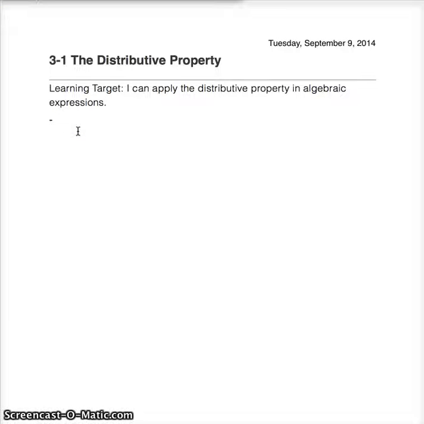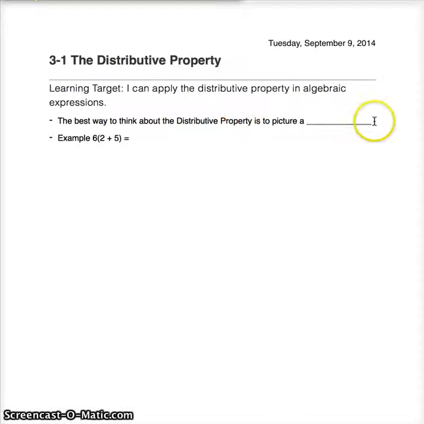Okay, so to begin, I want to show you the best way to picture distributive property, the best way to think about it anytime that you see it in math. The best way to think about distributive property is to actually picture a rainbow. Go ahead and write the word rainbow in on that first blank. So that's the best way to picture distributive property, and I'll show you what I mean right now.